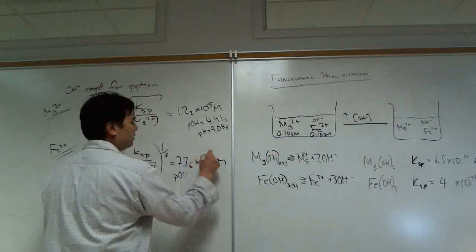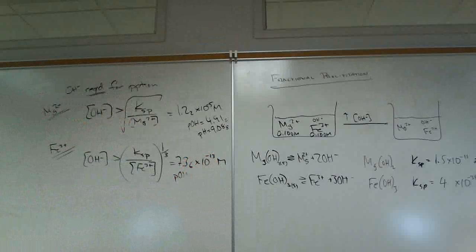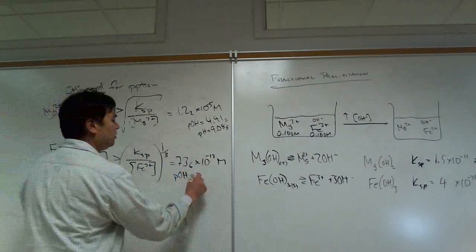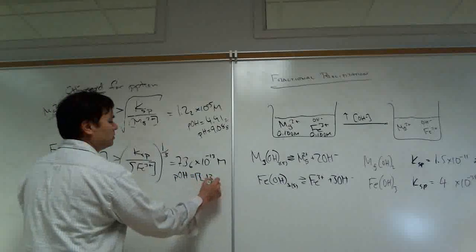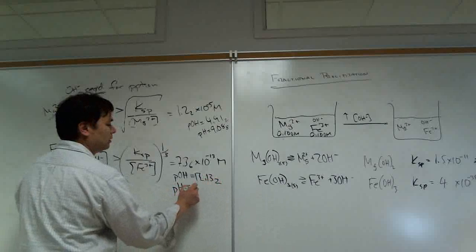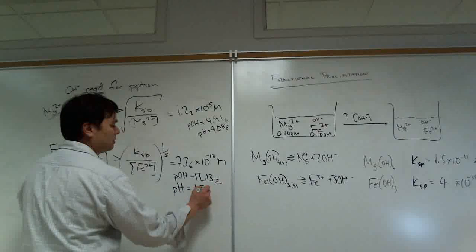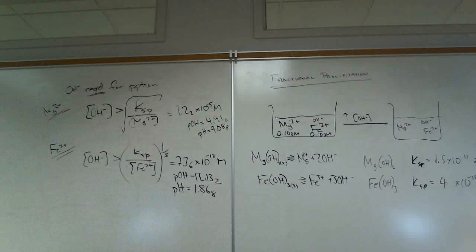Okay. 7.36 times 10 to the negative 13. That sounds more reasonable. pOH is 12.13. Give me one more digit. 12.132. And the pH would be 1.868. A pH of 1.868 is really low, really acidic.